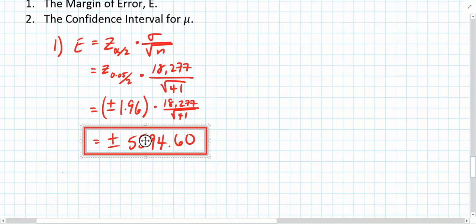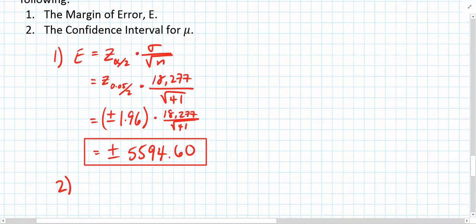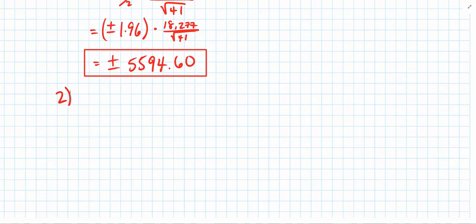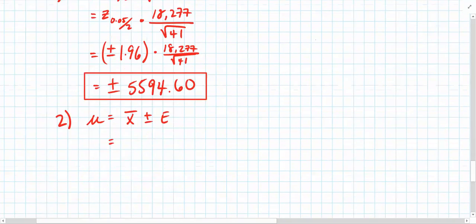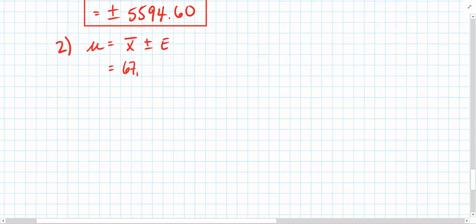Now with that margin of error, we can calculate our confidence interval, part number 2. The confidence interval for mu in this case is equal to our x bar plus or minus our margin of error. And in this case, our average was 67,200, so 67,200 plus or minus $5,594.60. So this then comes out to be, let's go to our calculator and find this result.